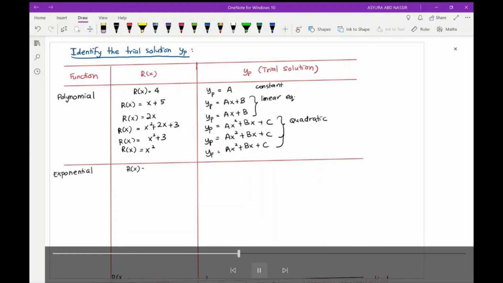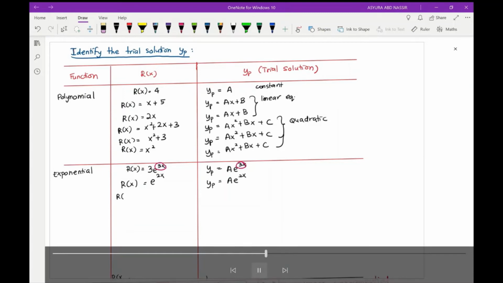Okay, let's see the first example. Let's say we have Rx is 3e^3x. So your Yp will be the general form of an exponential function, which is equal to ae^3x. So you will use the same power here, 3x. Right? Continue to the next example. Rx is e^2x. So your Yp will be the same form as before, ae^2x. So it depends on the power.